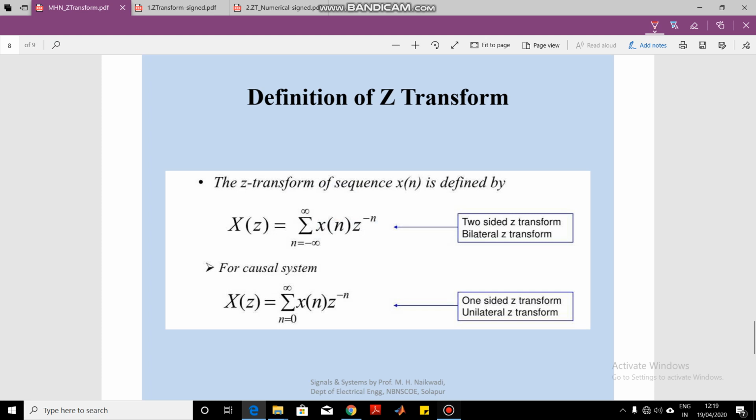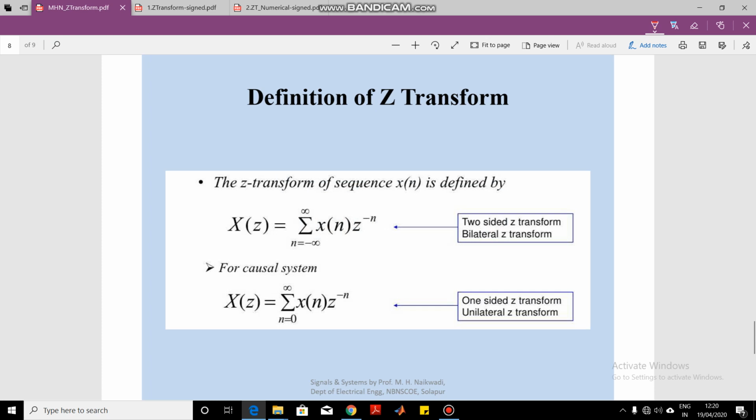In the previous lecture, we have seen the need of transform, different types of Fourier transforms, then the need of Laplace and Z transform. Now, let us try to understand the definition of Z transform. We have seen that Z transform is used for discrete time signals, just like Laplace transform is used for continuous time signals.